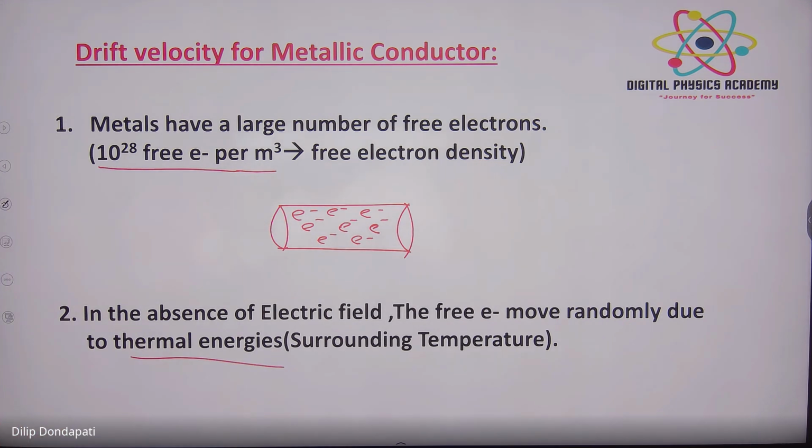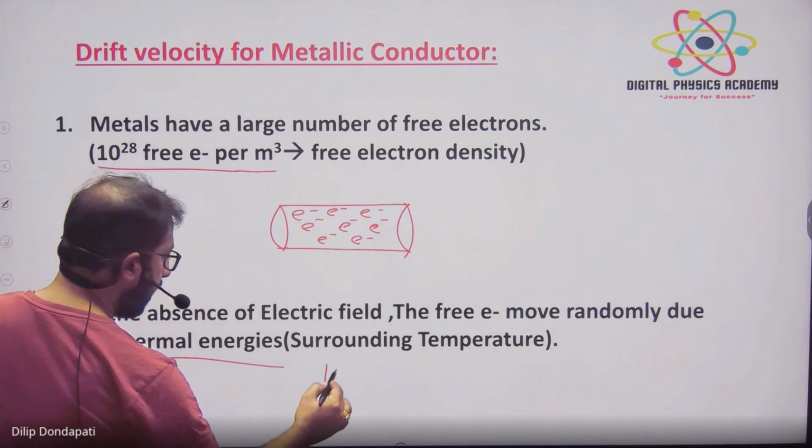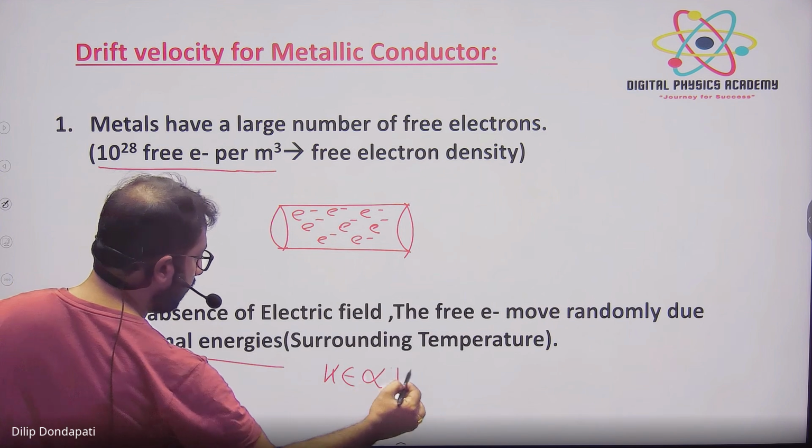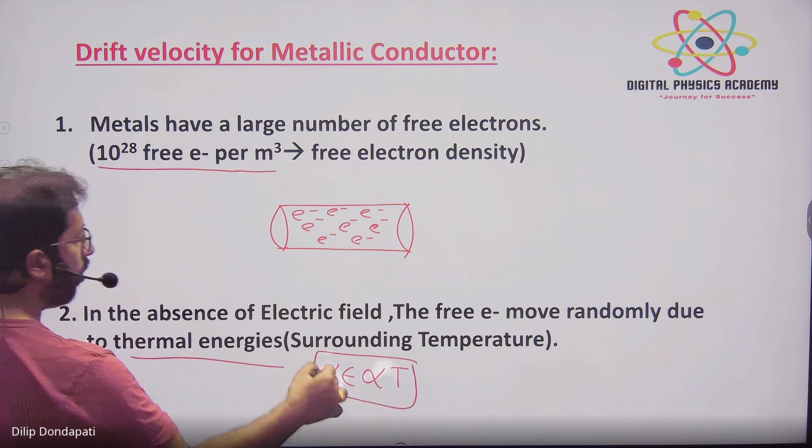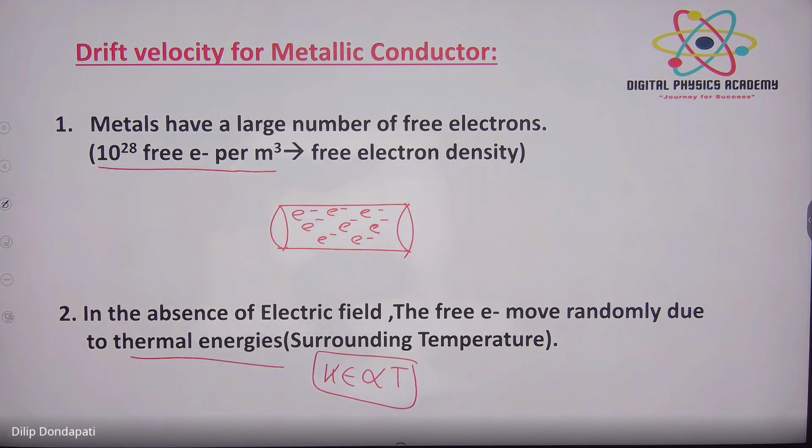Keep writing first. And we know that kinetic energy is proportional to temperature. More the temperature, more the kinetic energy of electrons. That's why we studied kinetic theory of gases in first year.